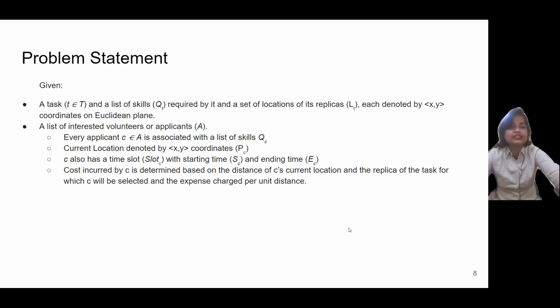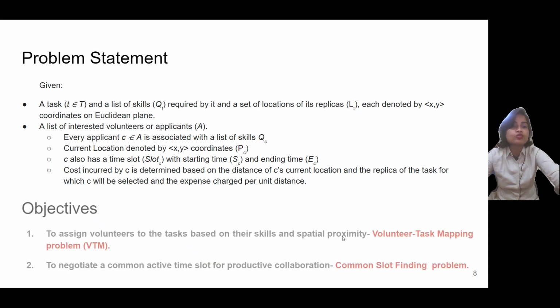We have two distinct entity types, task with skill requirements and location, and volunteers with skill, current location, and time slot preferences. Next, we have two specific objectives. The first objective is to assign suitable volunteers to the task based on skill requirements and spatial proximity. We call this problem the volunteer task mapping problem. And the second goal is to find the common working time slots which will be suitable for efficient collaboration. We call this problem the common time finding problem.